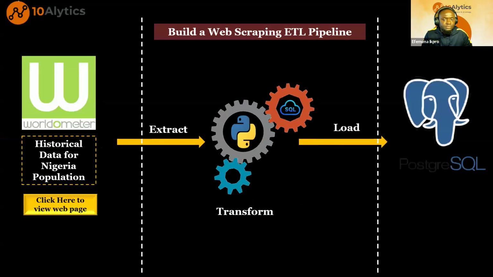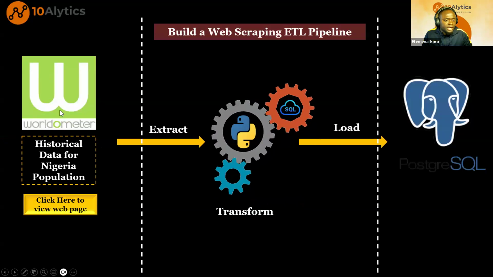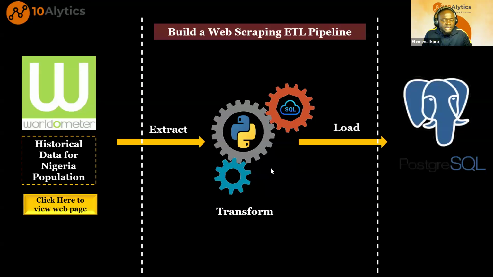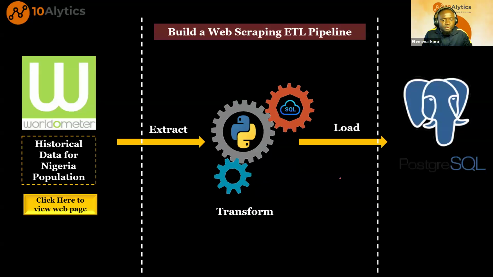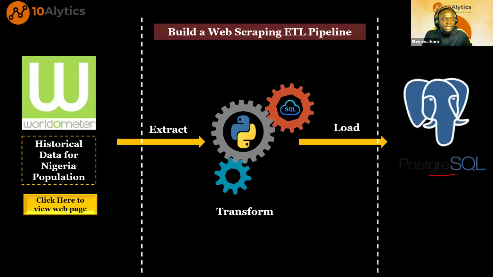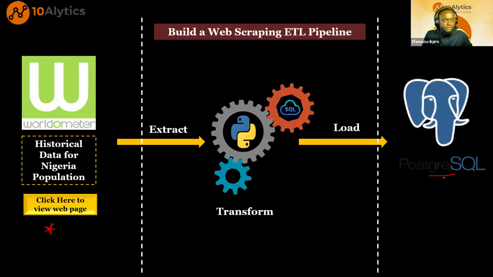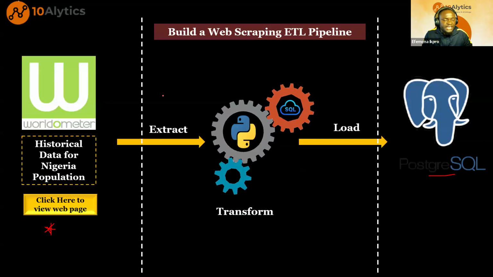Now, the data currently is on Worldometer, on the website. That's what I showed you earlier. This is where the data is. Now we want to take it into PostgreSQL. We want to take the data from here into PostgreSQL. How do we do that? Through what we call the ETL process.